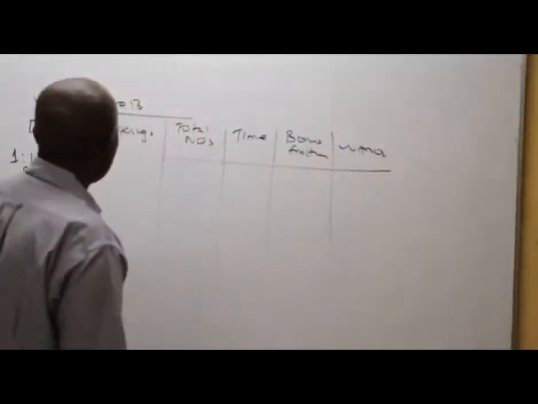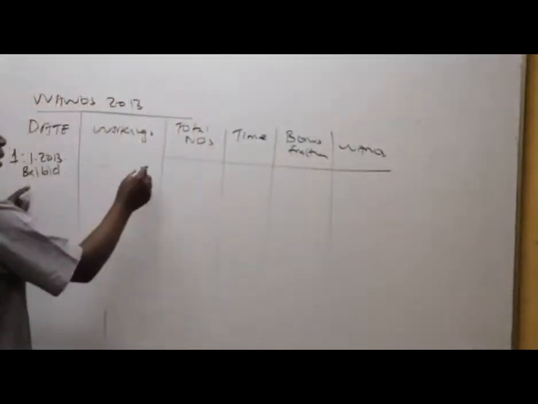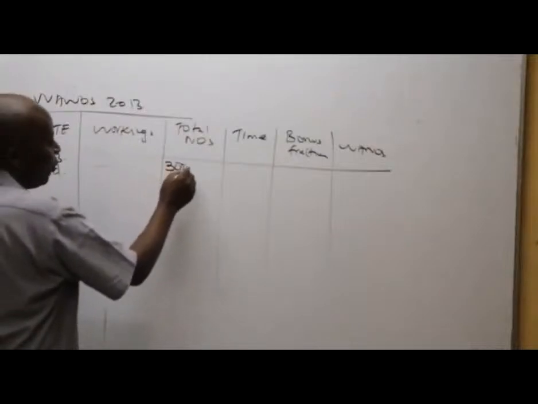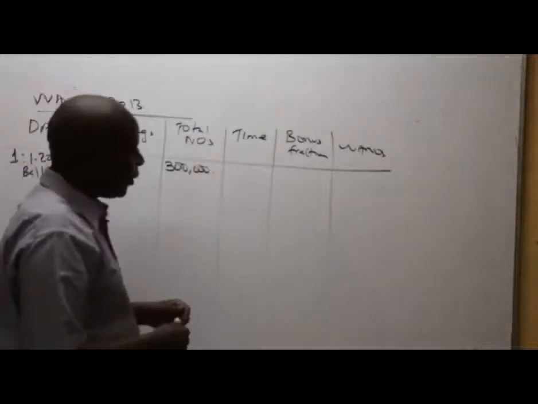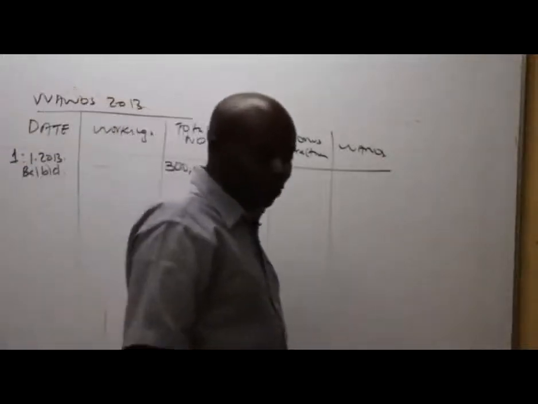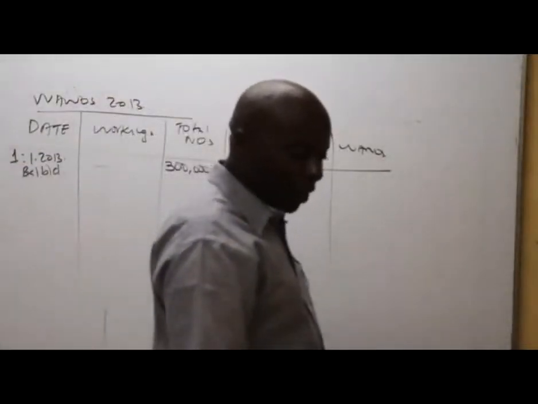So in this case here, balance brought down, hapa kuna working. So the total number that we began with was 300,000. Do we have any other date umetupatia in 2013? Any other date ambayo iko in 2013?